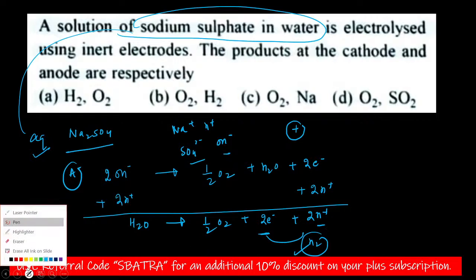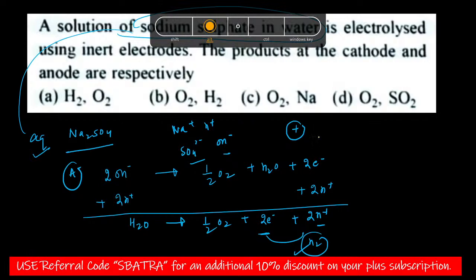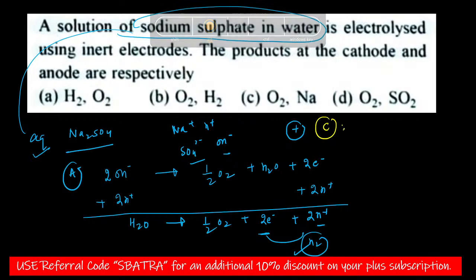Then we have to write the reaction for the cathode. The cathode is negatively charged, so positive species will migrate towards the cathode. So we have Na positive ion and we have H plus ion. The migratory aptitude of H plus ion is greater than Na positive ion, so definitely H plus will take an electron, and it will give you half H2 gas.